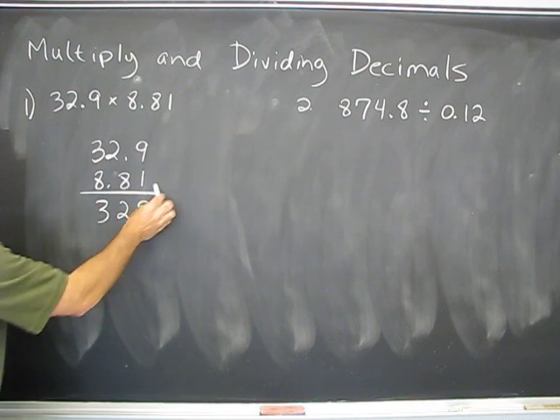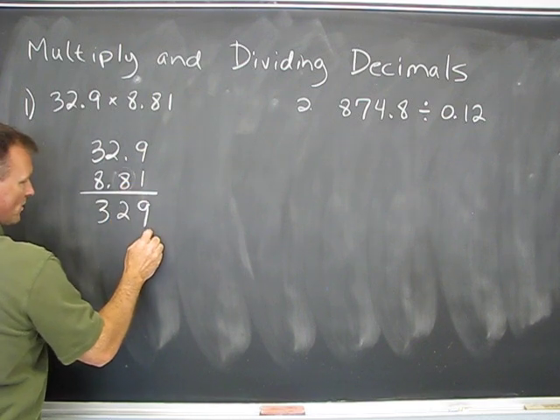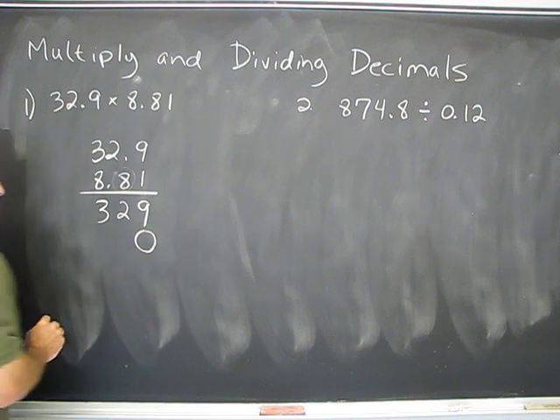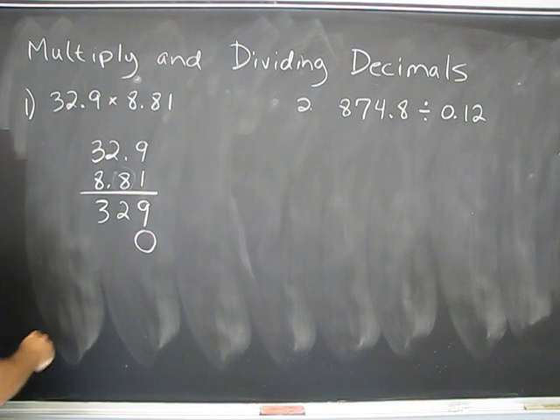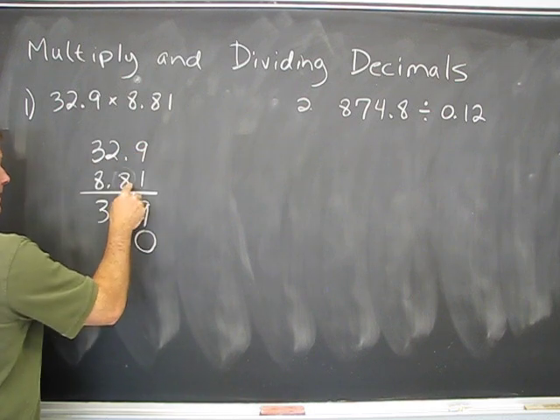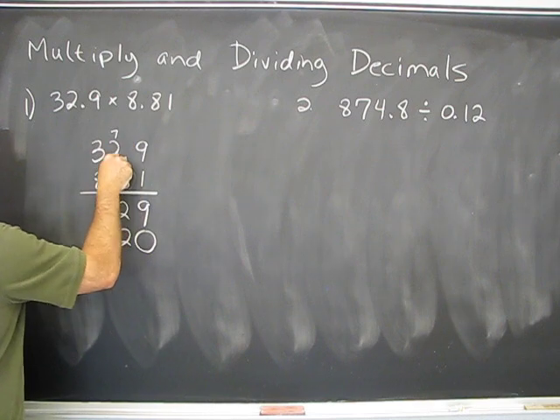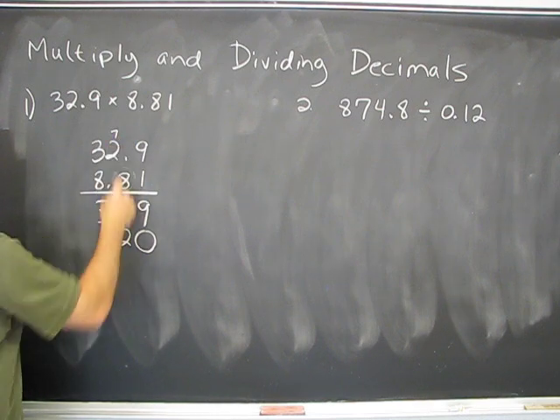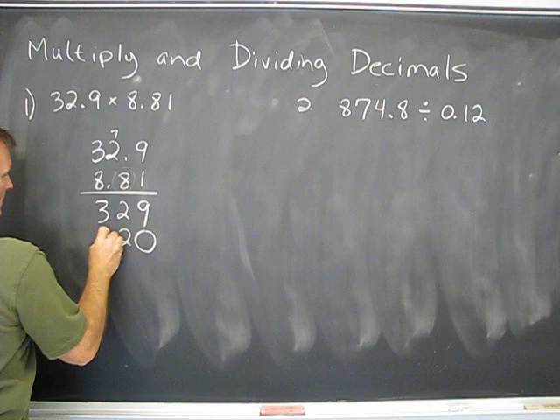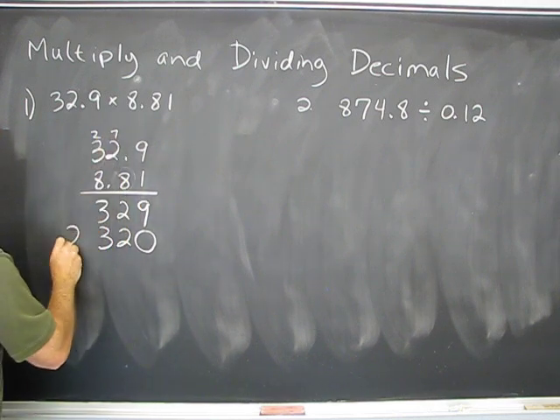When you get to the next column, however, we're multiplying by 10 times the amount, so we have to put a placeholder in here, a 0 or an X or a blank or something like that, to tell us that we're actually going to start writing our answers in the next column. 8 times 9 is 72, carry the 7. 8 times 2 is 16, plus 7 is equal to 23, carry the 2. 8 times 3, 24, plus 2 is 26.